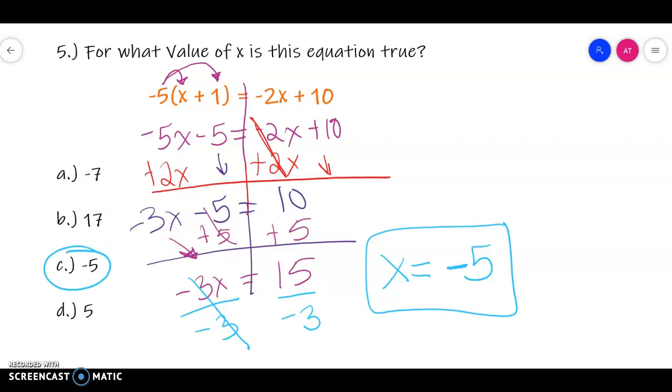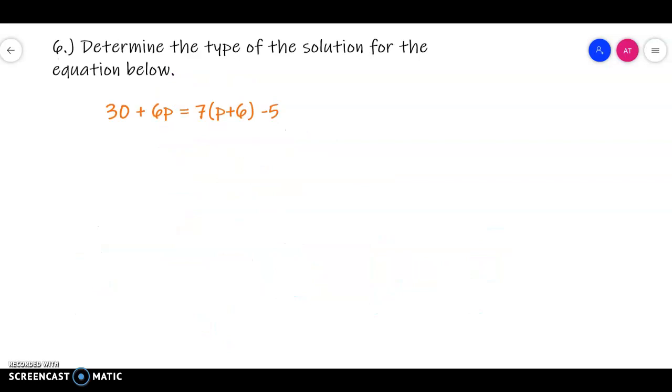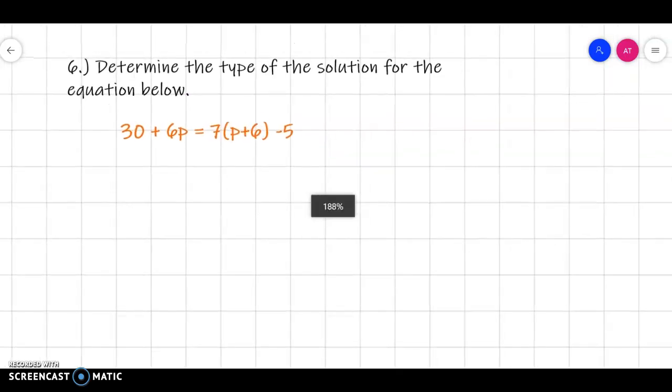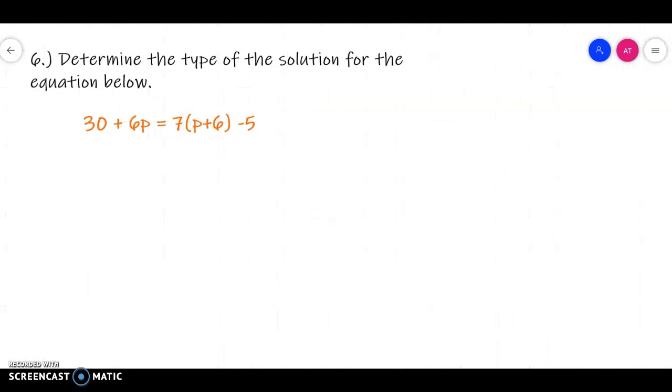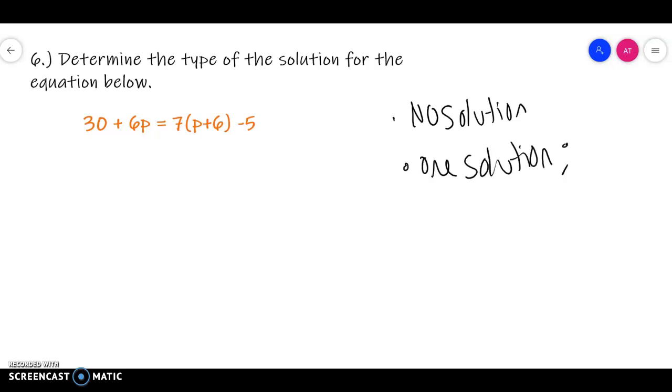All right, get ready for the last one. Determine the type of solution for this equation. So remember, the types of solution we have are no solution, one solution, and infinite solutions. So let's solve.